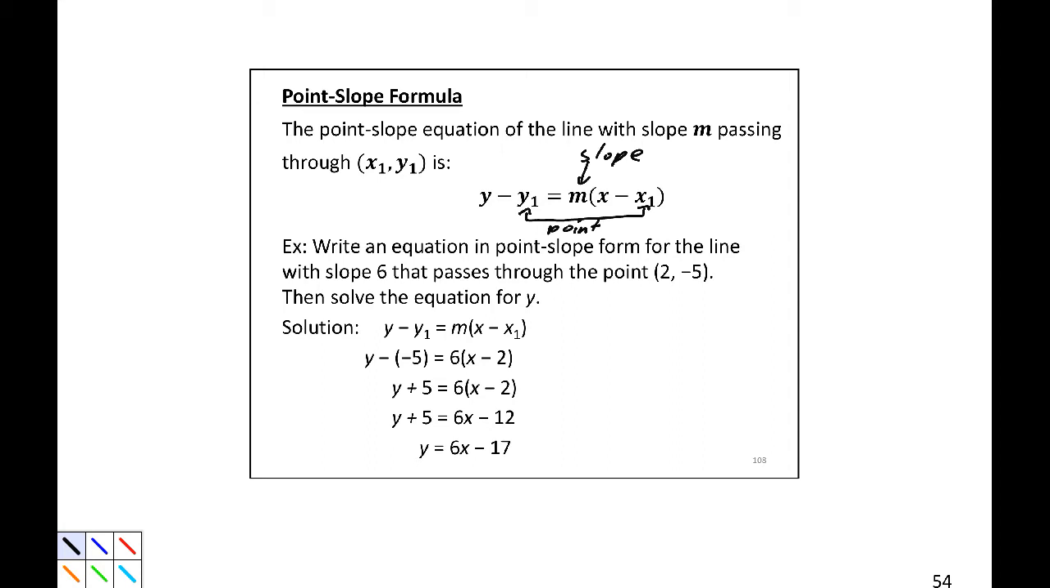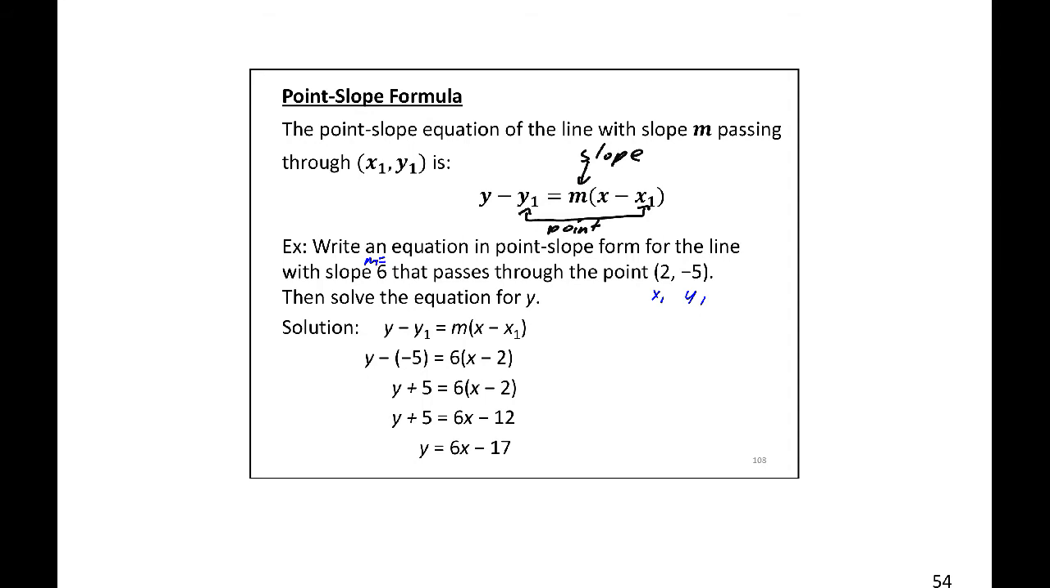Now, to write an equation in point slope form, particularly for the line with a slope of 6 that passes through the point 2, -5, we would first plug those values into our point slope formula and solve for y. So in this particular example, we have the point 2, -5. So let's go ahead and label those. These are my x1, y1, and this is my slope.